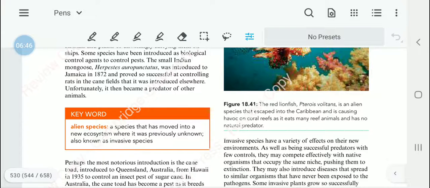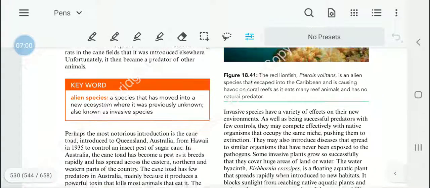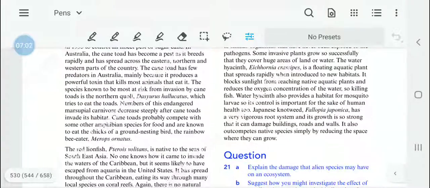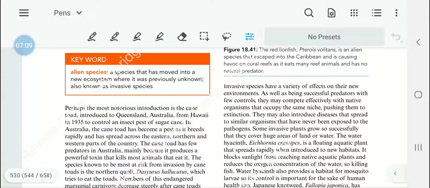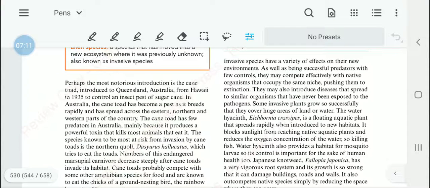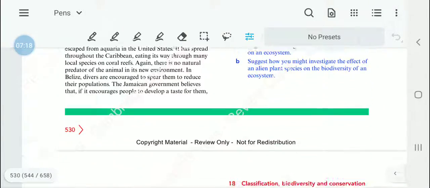Examples of invasive species are cane toad introduced to Australia, Indian mongoose introduced to Jamaica, red lionfish introduced to the Caribbean, water hyacinth all over the world, and Japanese knotweed again all over the world.